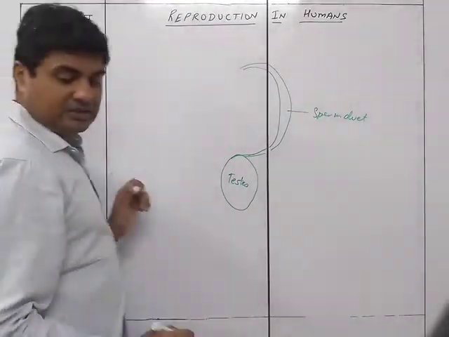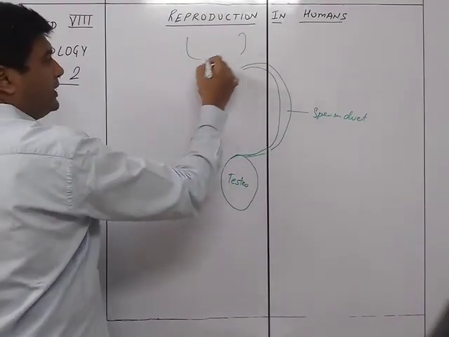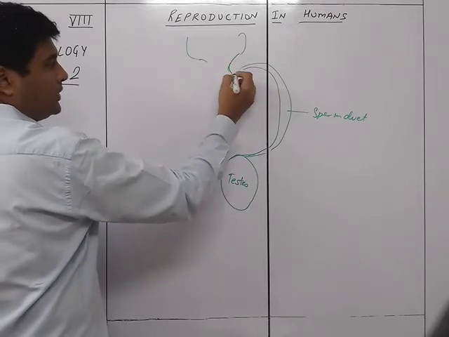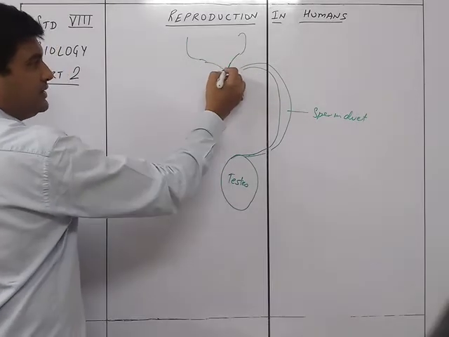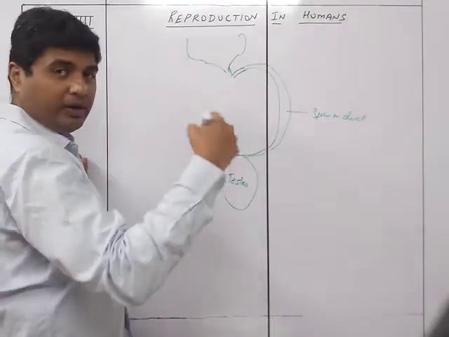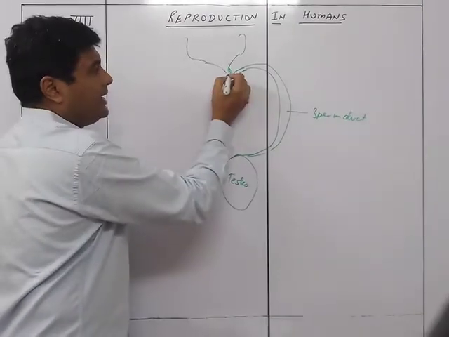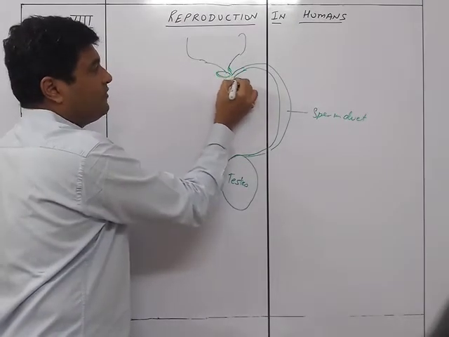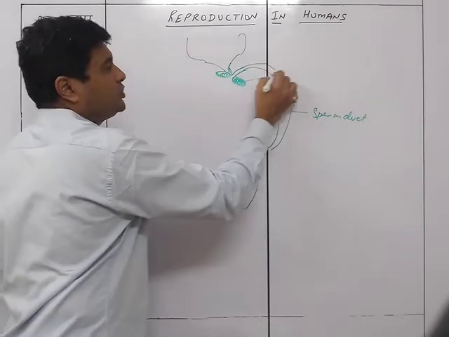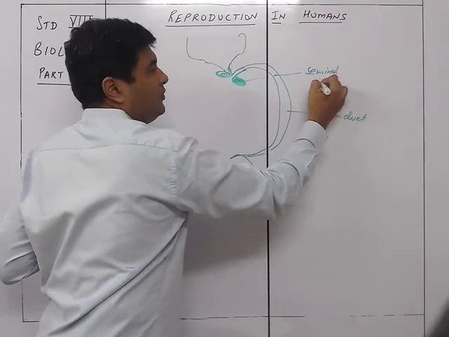And it enters. So if this is the urinary bladder, then when the sperm duct passes below the urinary bladder, at that particular point it enters into the urethra. Here it is entering, and from there there are going to be certain glands. The first kind of gland will be the seminal vesicle.